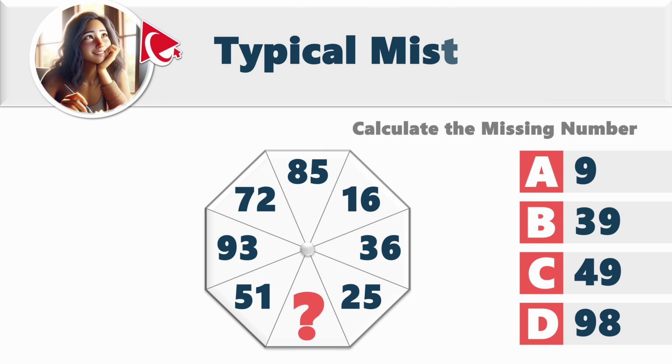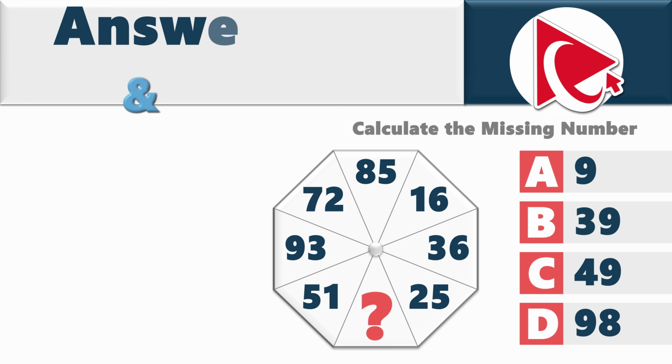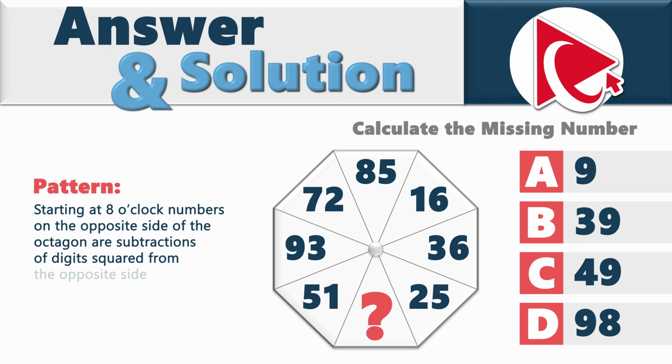Speaking about typical mistakes on this type of questions, the most common mistake is pattern misunderstanding, applying calculations not fully understanding the logic behind the pattern, which would lead you to the incorrect result. And as you might have guessed, the pattern here is very simple. Starting at 8 o'clock, numbers on the opposite side of the octagon are subtractions of the digits squared from the opposite side. Let's look at the example.